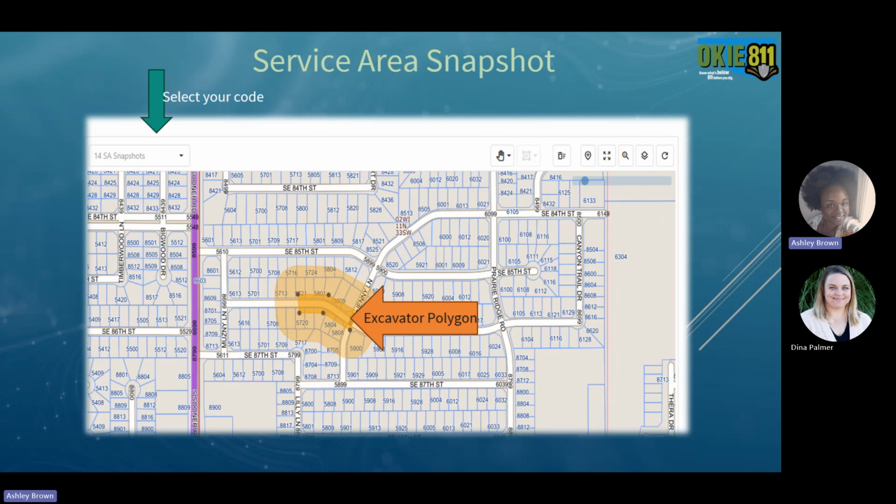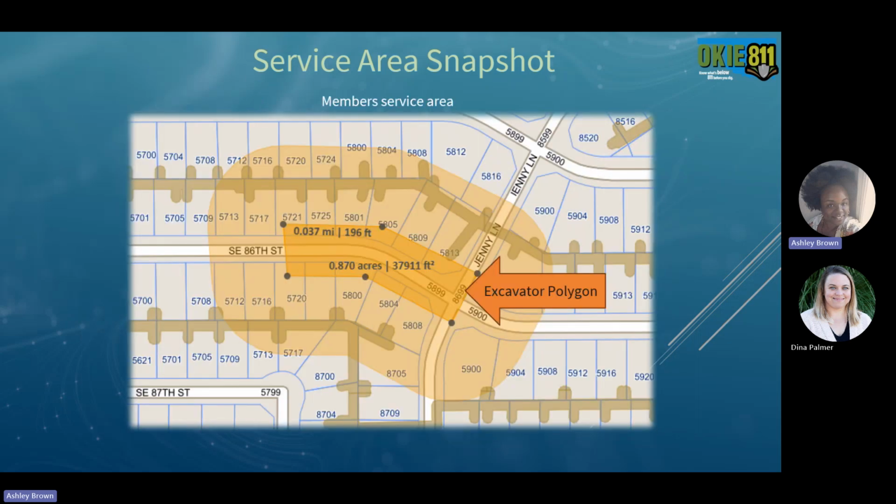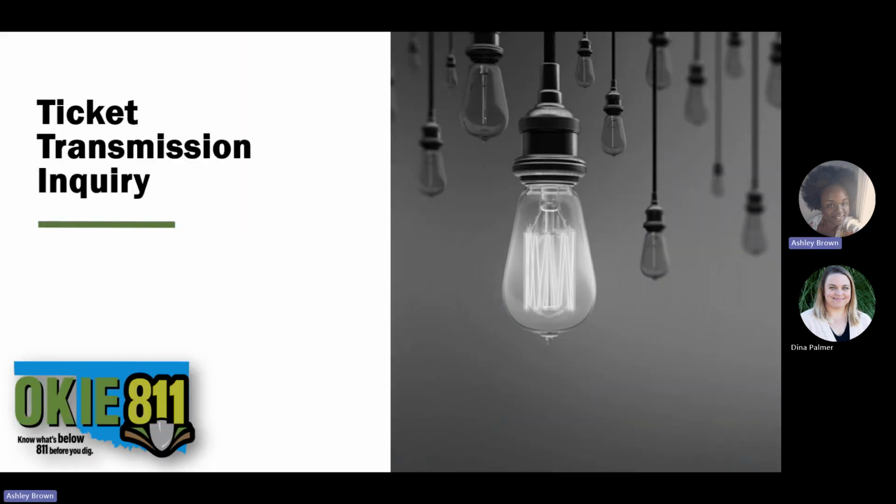Once you select your dispatch code, you're going to be able to see that proposed dig site polygon, the buffer that surrounds it, and then your registered underground line. So in this example, we can see that the buffer around the proposed dig site intersects with the example member's registered underground lines, which resulted in the member receiving a ticket. This tool is extremely useful for locators when you're providing positive response, or if you ever just wondered why you received a locate request. Now let's go over a few ticket transmission tips.